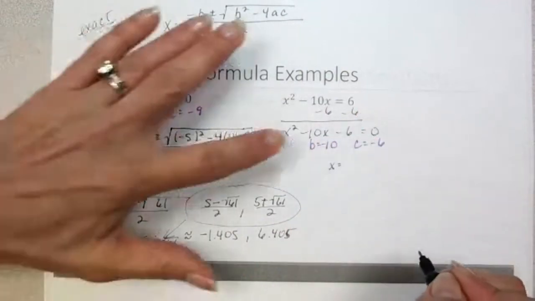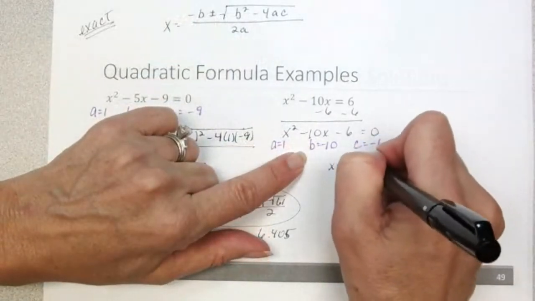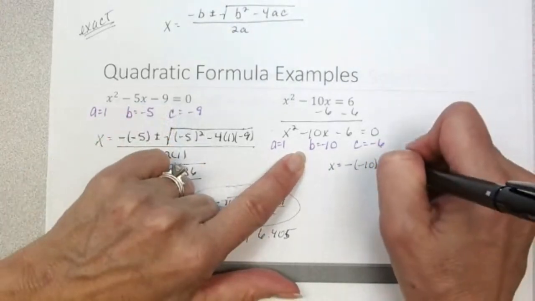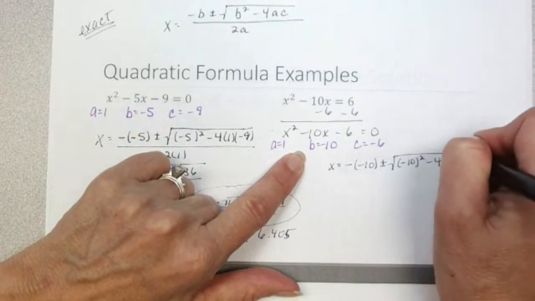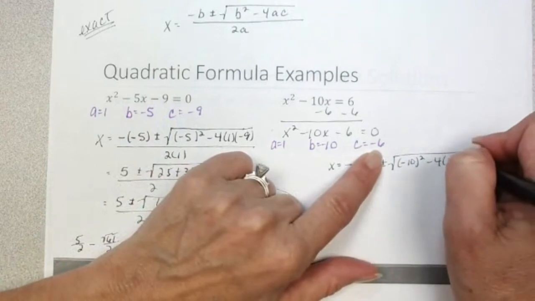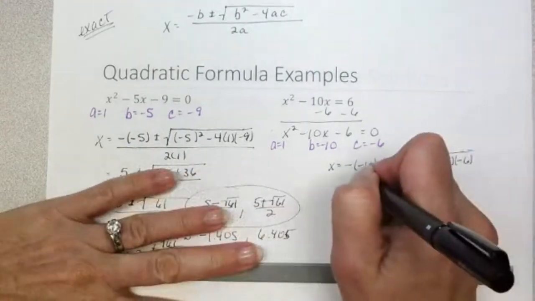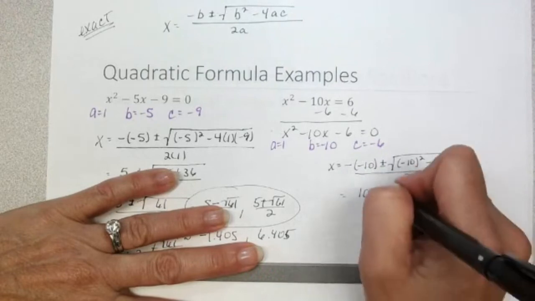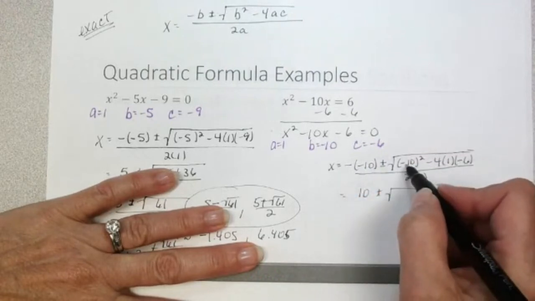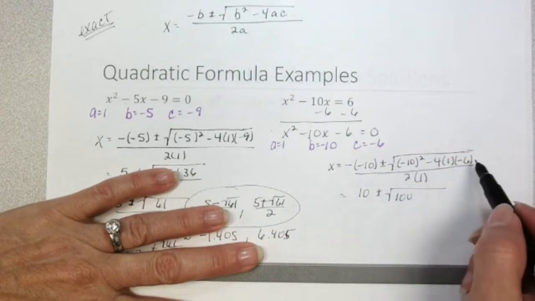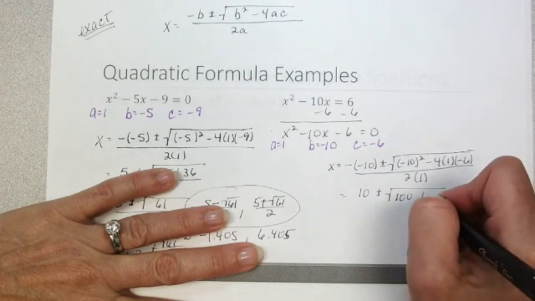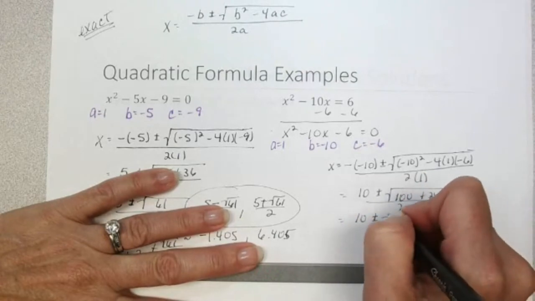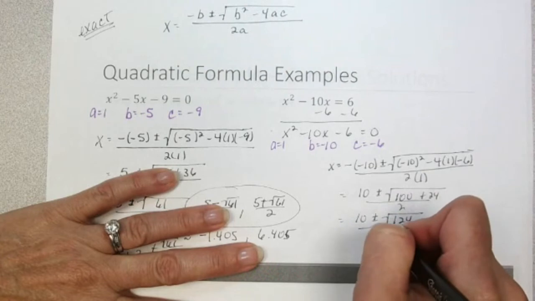All right, so x then is -b. That's going to be the negative of -10 plus or minus the square root of b squared. That's -10 squared minus 4 times a, which is 1 again, times c, which is -6, all over 2 times a, or 2 times 1. Let's simplify that. Negative of -10 is +10 plus or minus the square root of -10 squared, that's 100. -4 times -6 is +24. So this becomes 10 plus or minus the square root of 124 over 2.